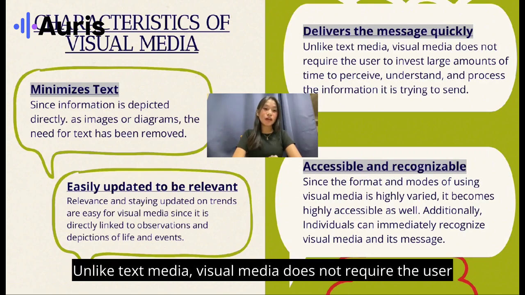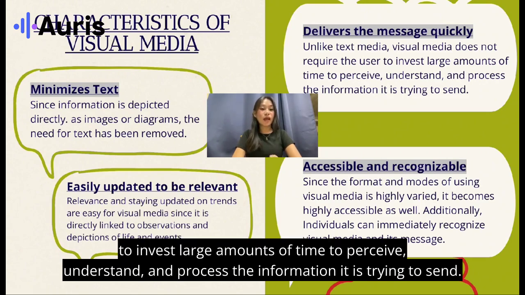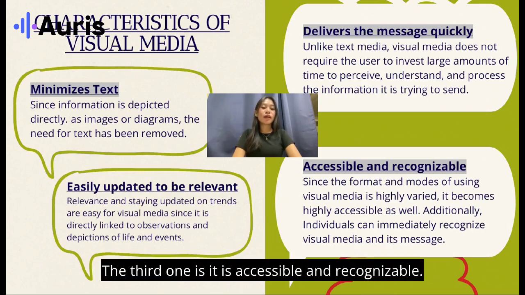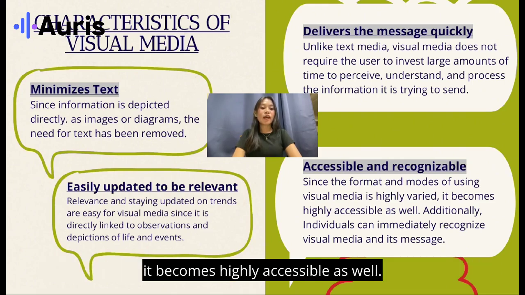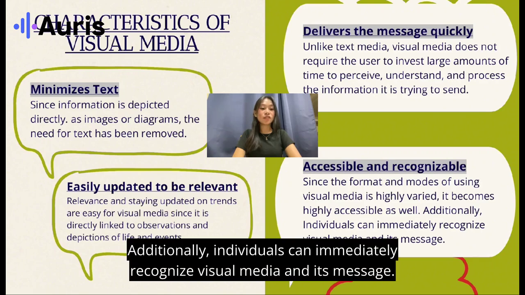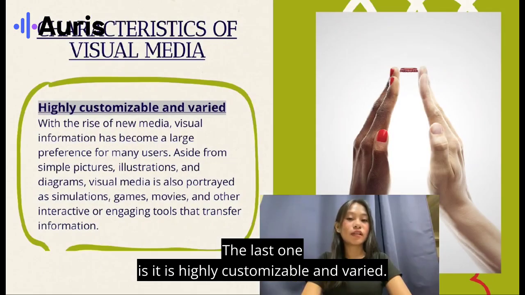Unlike text media, visual media does not require the user to invest large amounts of time to perceive, understand, and process the information it is trying to send. The fourth one is it is accessible and recognizable. Since the format and modes of using visual media is highly varied, it becomes highly accessible as well. Additionally, individuals can immediately recognize visual media and its message. The last one is it is highly customizable and varied.